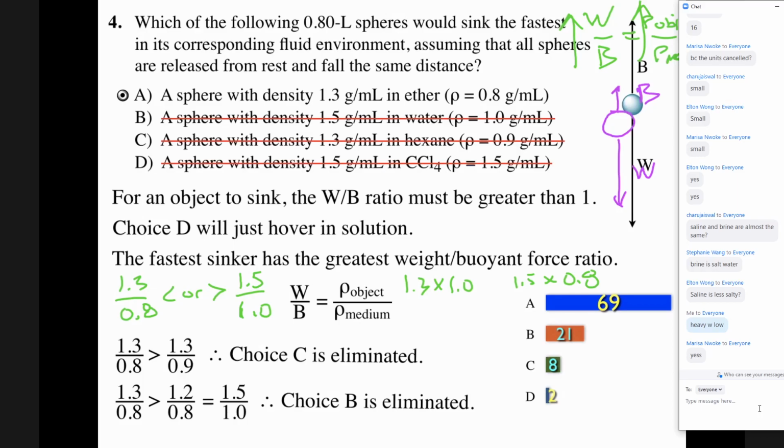So 1.3 times 1 is just 1.3. 1.5 is 3 halves. This is 4/5. That's going to equal 3 times 4, 12, over 2 times 5, 10. So 1.2. Because 1.3 is higher than 1.2, 1.3 over 0.8 is higher than 1.5 over 1.0. How many remember that as a math thing you've done in the past? That is one useful way.